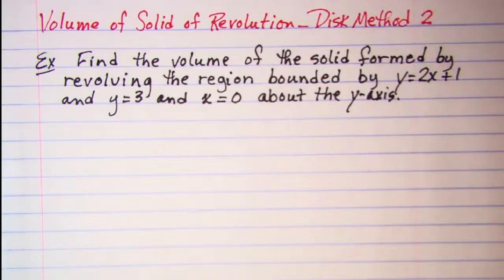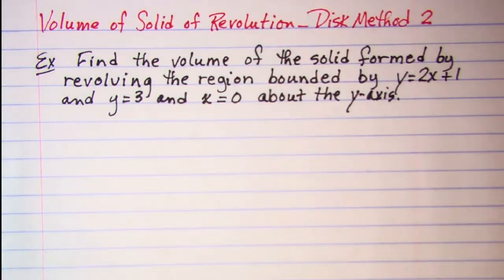In this video, we'll be doing another example of how to find the volume of a solid of revolution using the disk method. The example that we'll be working with is: find the volume of the solid formed by revolving the region bounded by y equals 2x plus 1 and y equals 3 and x equals 0 about the y-axis.